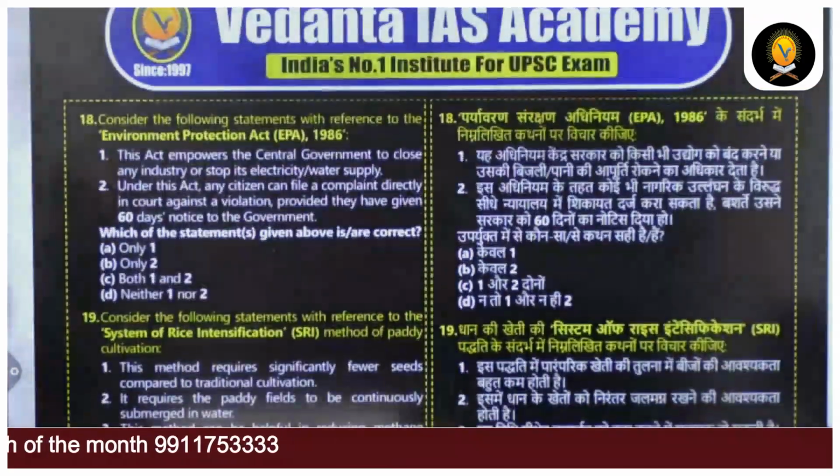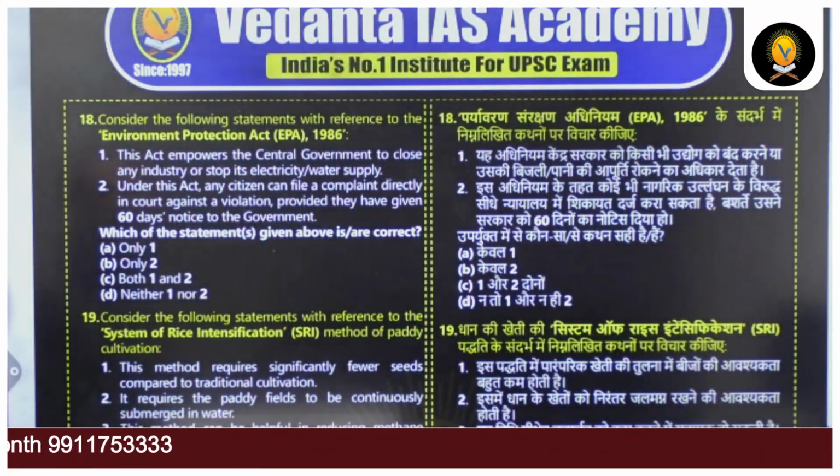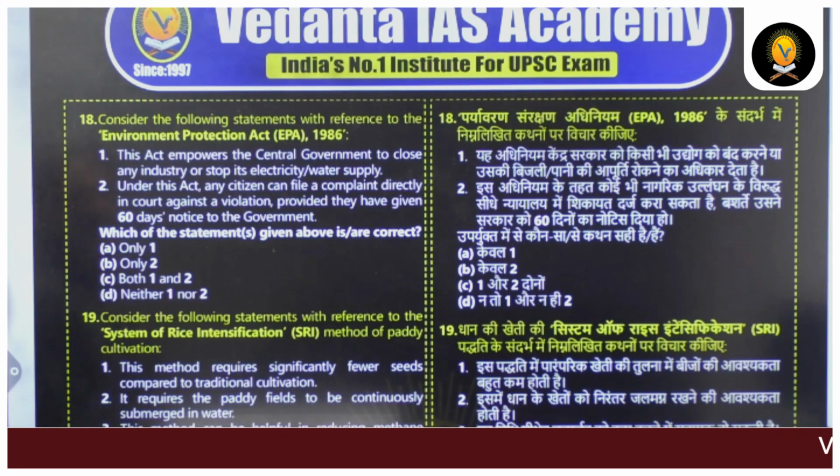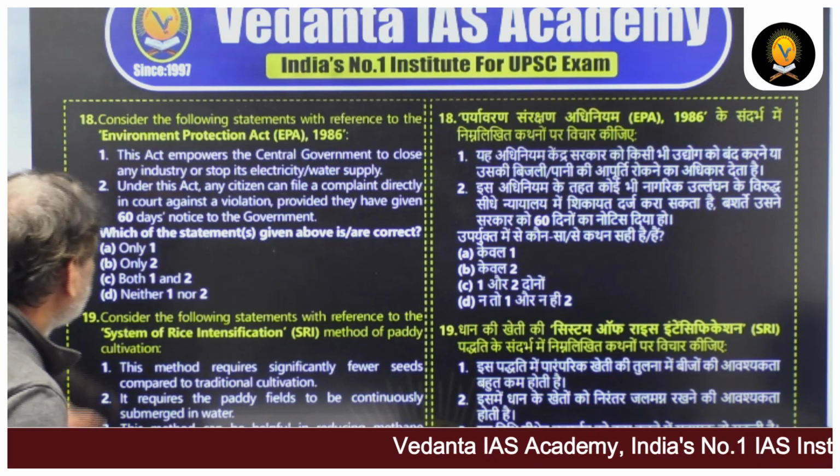Now, question number 18, consider the following statement with reference to the Environmental Protection Act 1986. This act empowered the central government to close any industries or stop electricity, water supply. Second is, under this act, any citizen can file a complaint directly in court against a violation provided they have given 60 days notice to the government. So, the answer is both are correct. Okay. So, 18, 1 and 2 are correct.